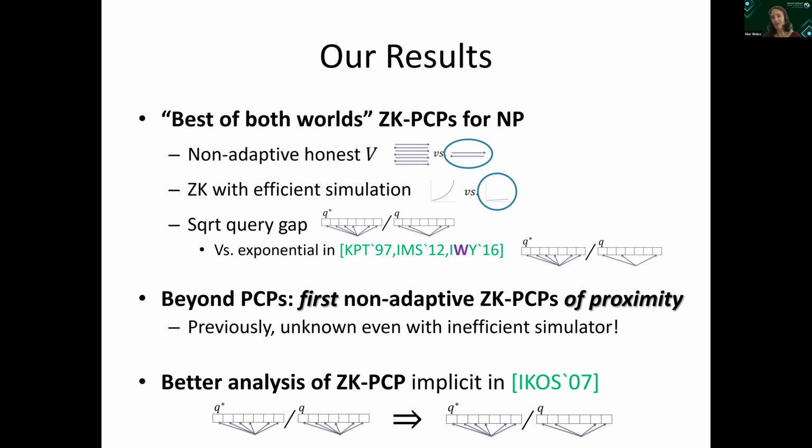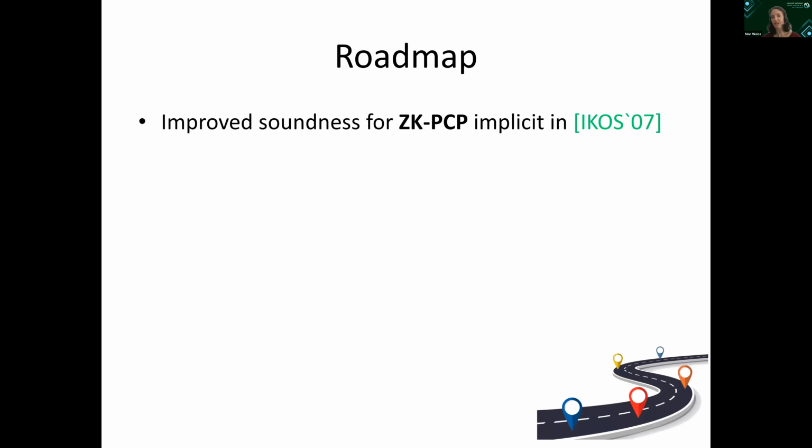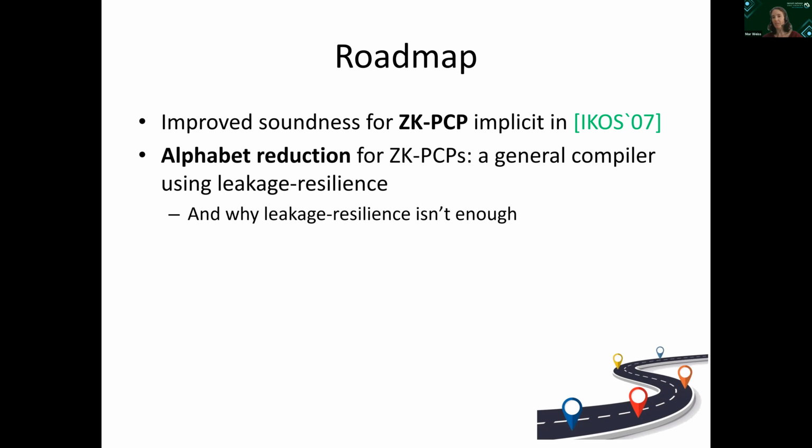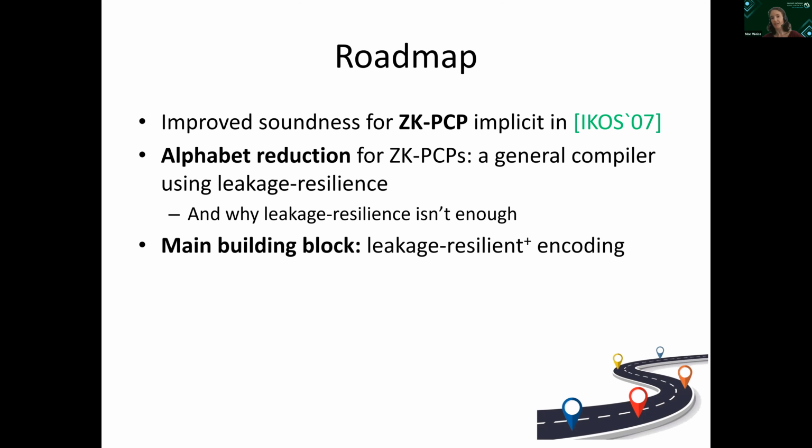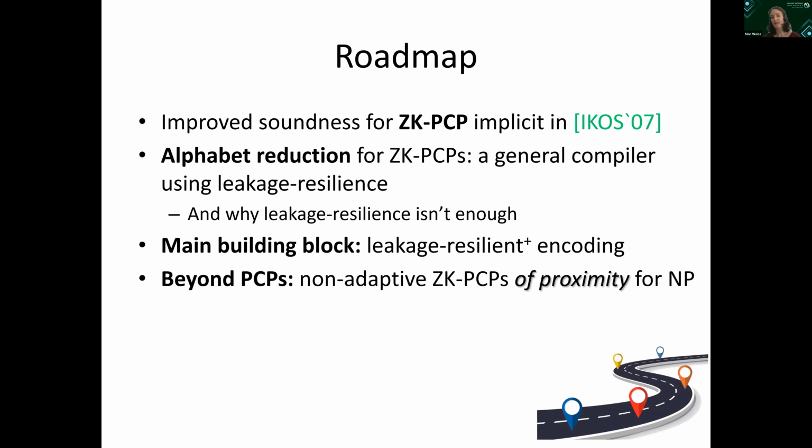So these are our results, and let me sketch the way to get them. I'm going to start by briefly explaining the improved soundness analysis for the ZK-PCP of ICOS 07. Then I'll explain our paradigm, which is an alphabet reduction that preserves zero knowledge. This uses leakage resilience, and I'll describe the specific leakage resilient primitive that we need to use. And finally, I will tell you how to go beyond PCPs and get zero-knowledge PCPs of proximity with a non-adaptive honest verifier.